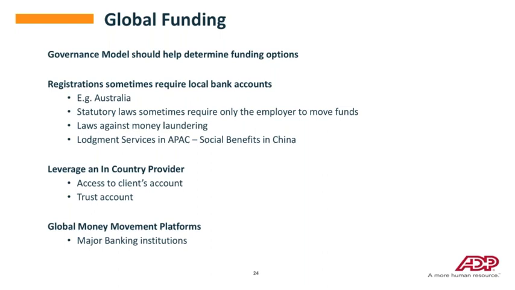Or you would have your own treasury services that would fund accordingly. And then as a last option, some companies will go through a global money movement platform from organizations like Bank of America in the US or HSBC or Deutsche Bank that will provide these types of services. But again, these services can become complex and expensive.